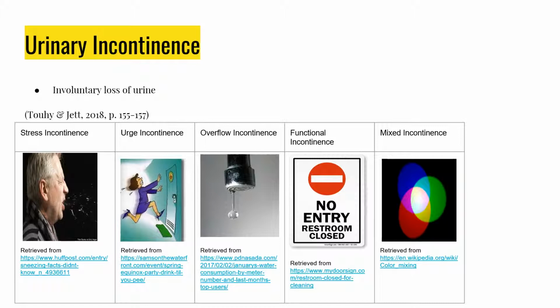They can experience a hesitancy in starting to urinate. They can have a slow stream, and they can also have a feeling of incomplete bladder emptying. And then we have functional incontinence. This is when the urinary tract is intact, but these patients are unable to reach the toilet due to environmental barriers. Like maybe they're not able to get to the toilet on time.